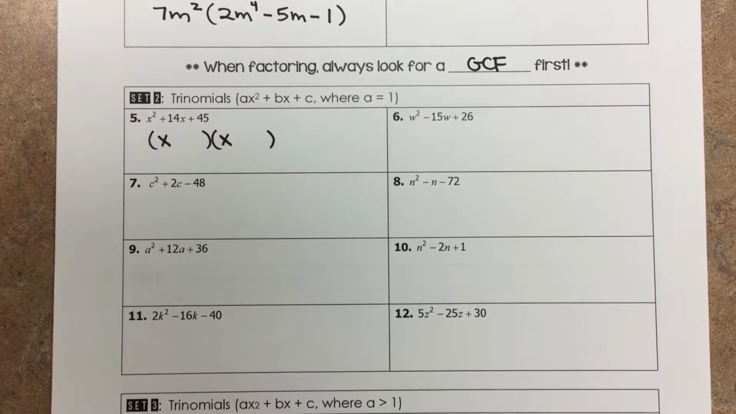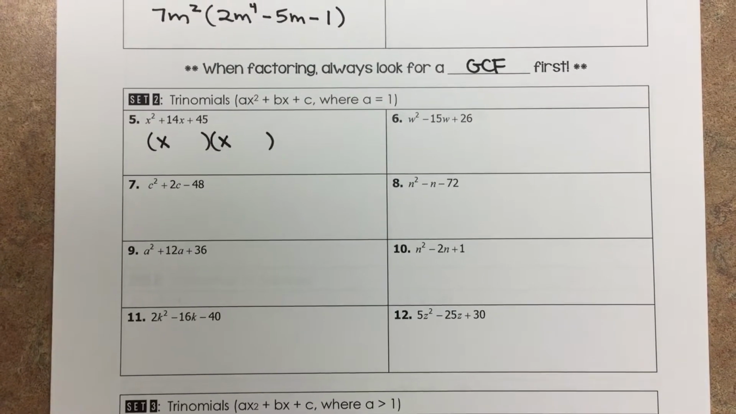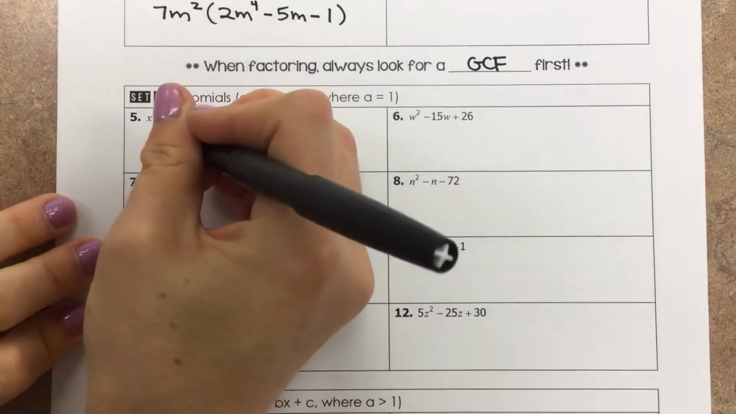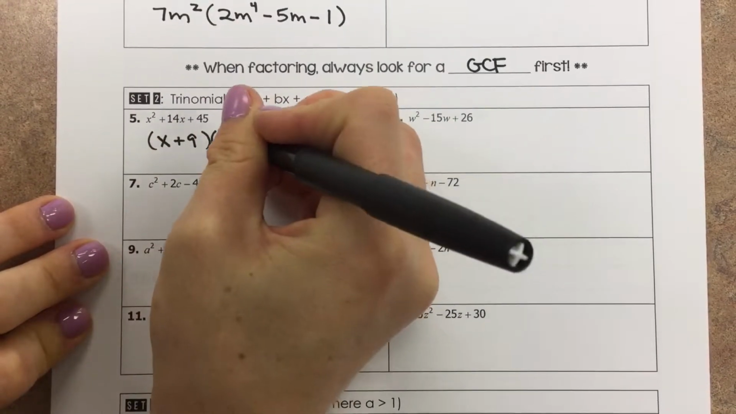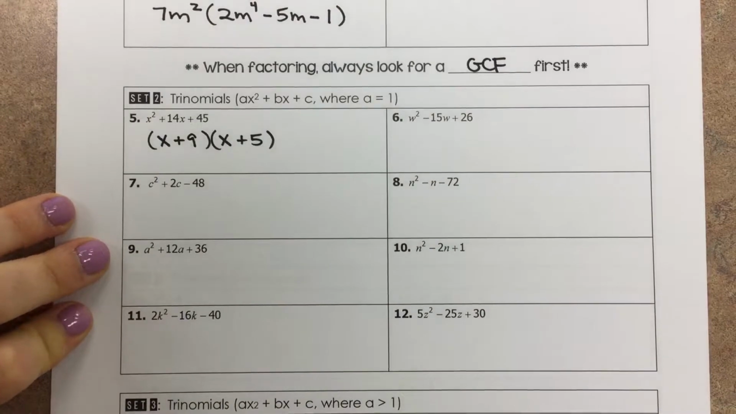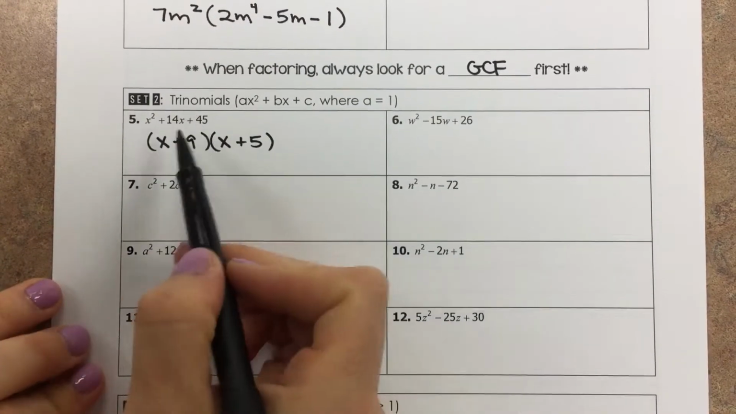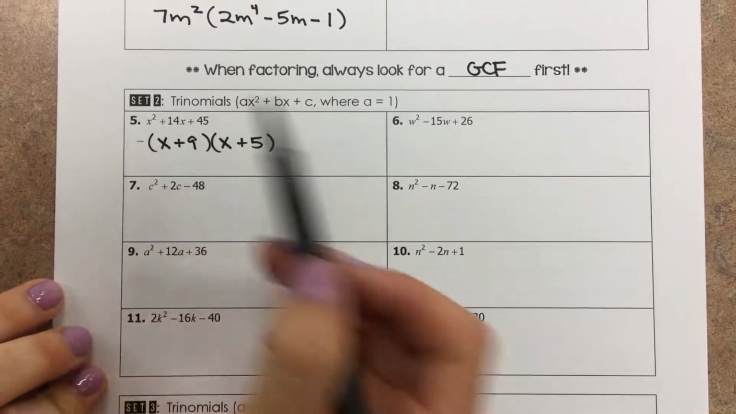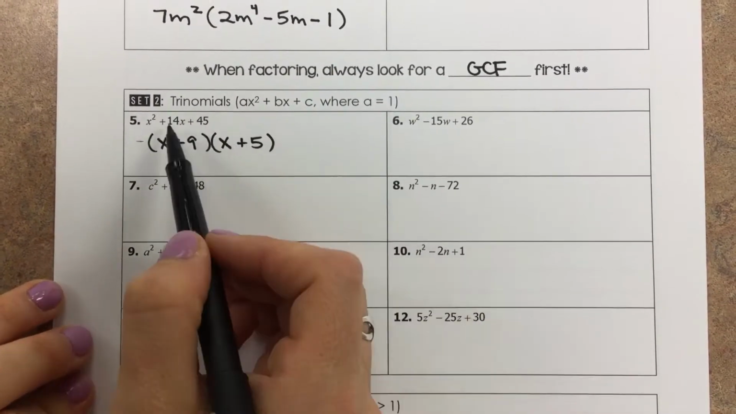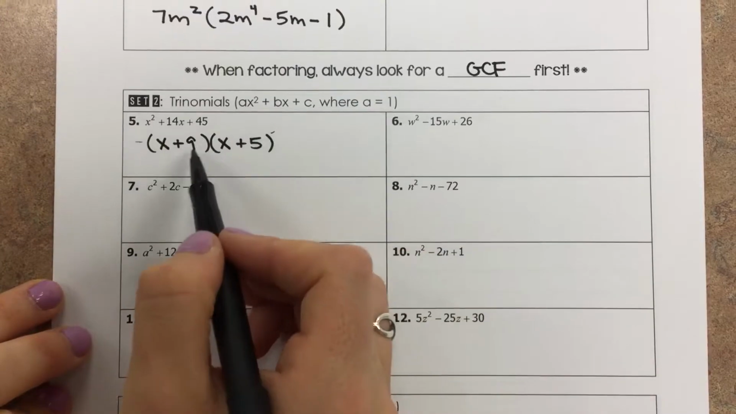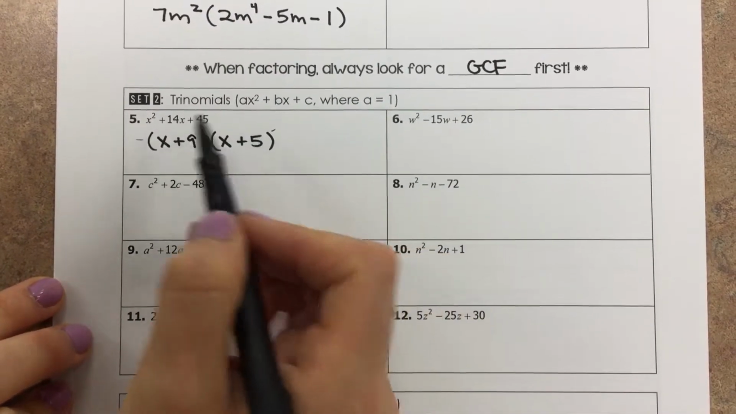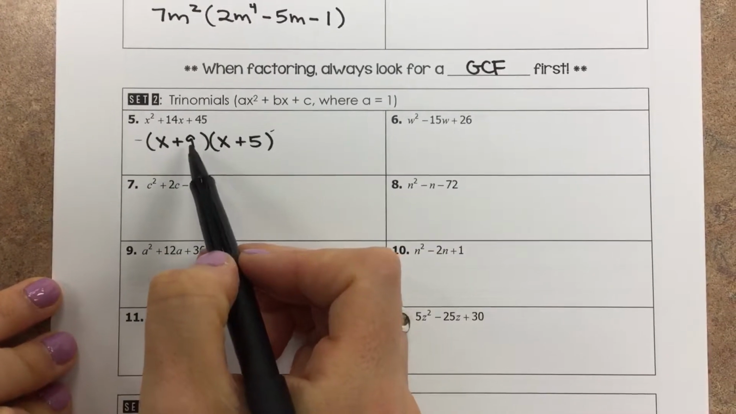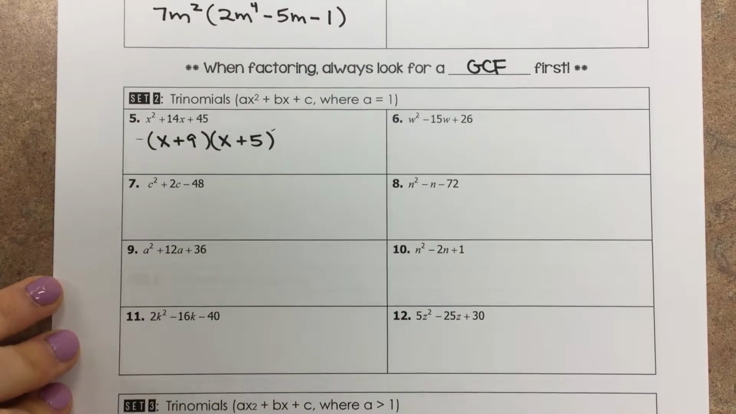And that would be 9 and 5, because 9 times 5 is 45, 9 plus 5 is 14. So we put a 9 right here, put a 5 right here, and you can always check your answer, because if you FOIL this back out and simplify everything up, it'll land right back here. So you'd have x times x is x squared, x times 5 is 5x, 9 times x is 9x, and those combine up to 14x, and then last, 9 times 5 is 45.